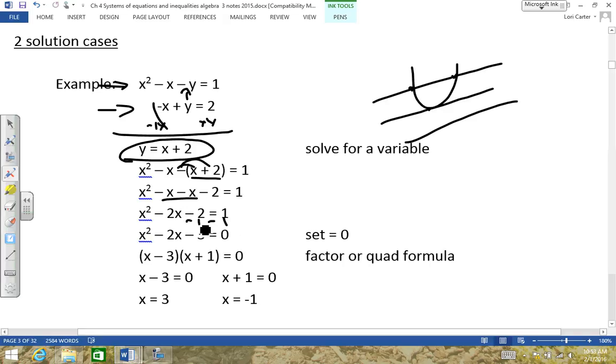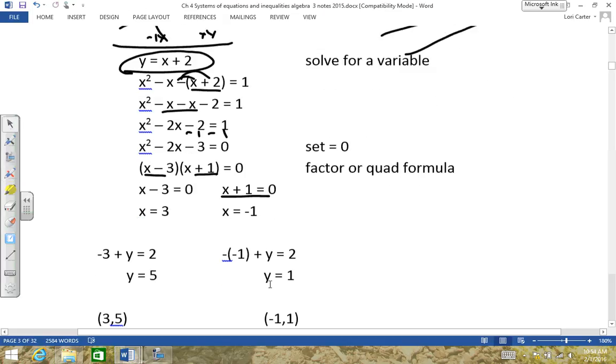Now, does this one factor? Factors of 3 that give you 2? 3 and 1, right? If it did not factor, what would you have to use? The quadratic formula, very good. So, minus 3 plus 1 gives you your negative 2. So x equals 3, or x equals negative 1.